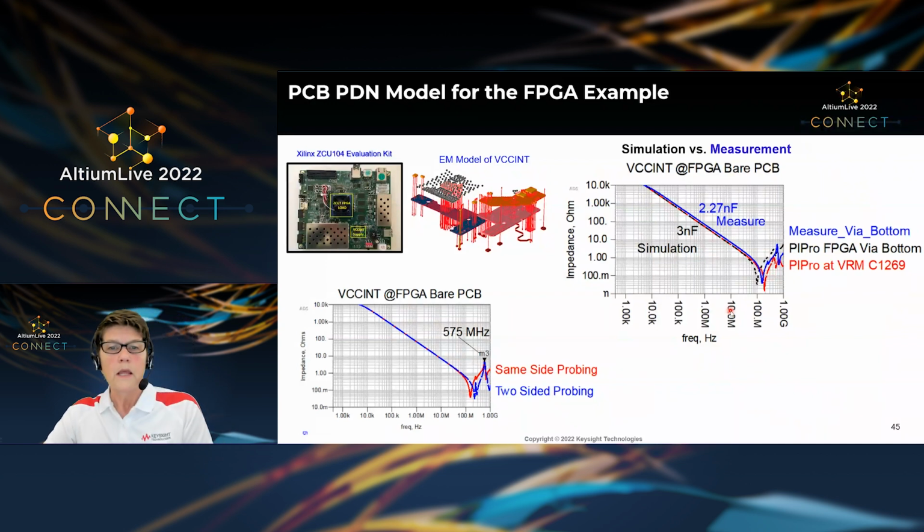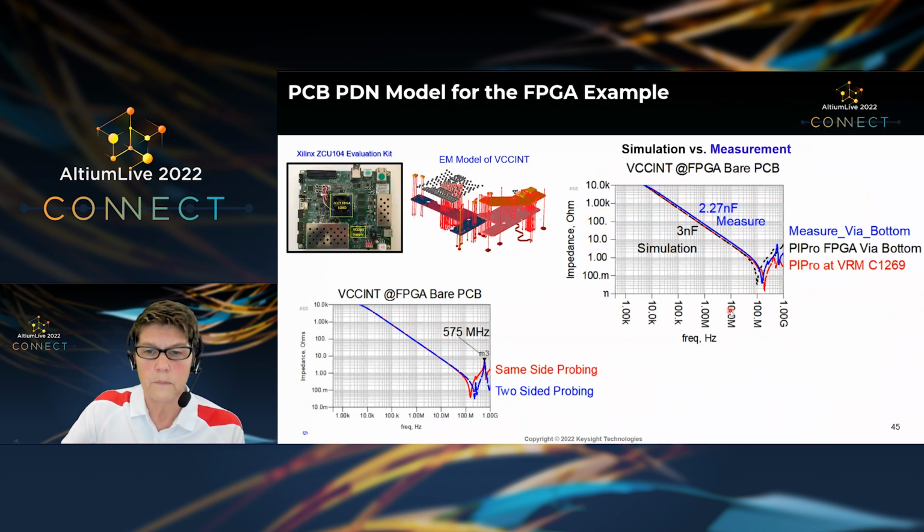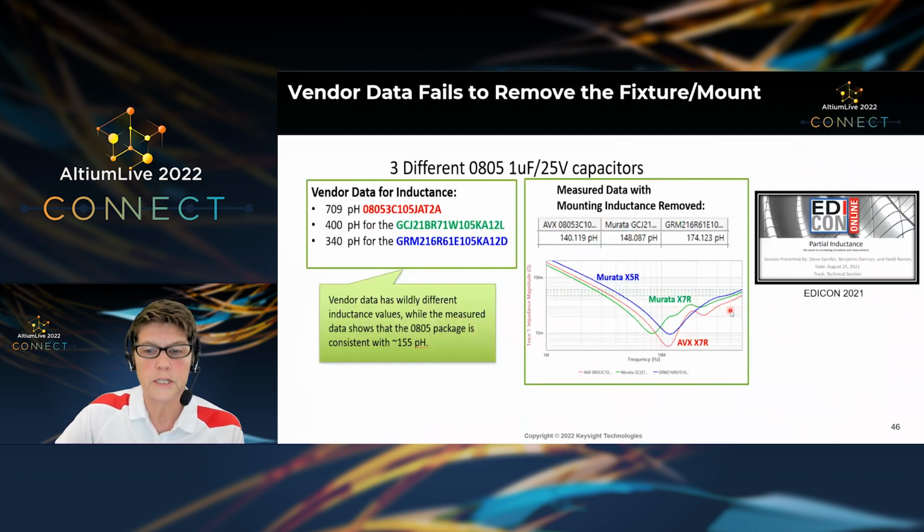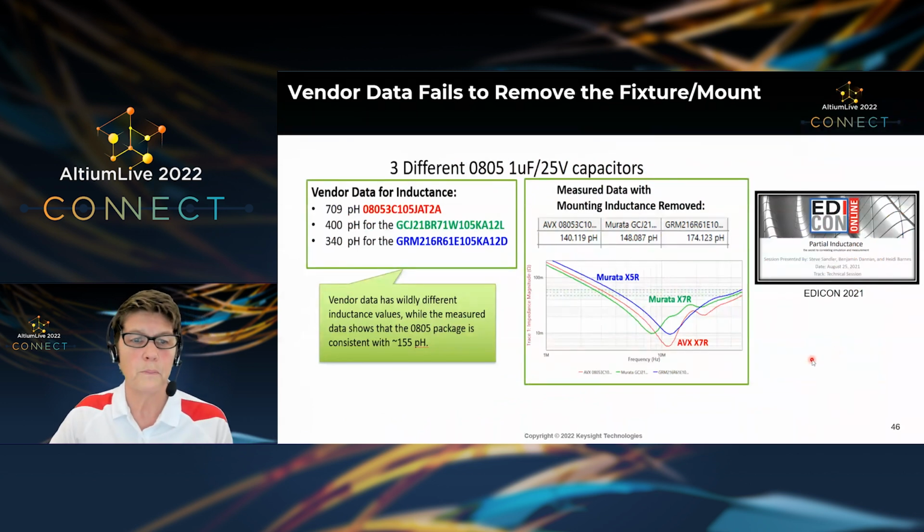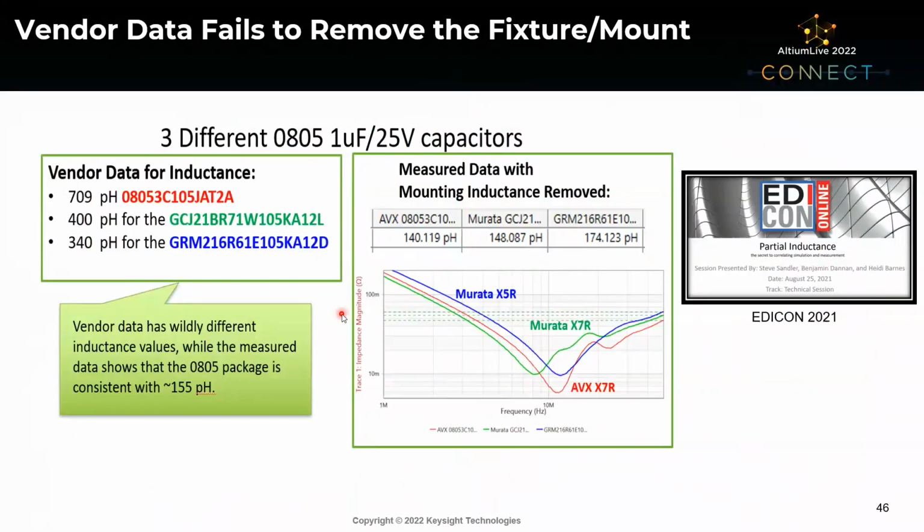So that two-port shunt impedance method is also useful there for measuring the bare board. And one last comment on the capacitor vendor data here. This was a paper, or a presentation, that was done by Ben Dannon and Steve Sandler and myself for EDICon this past year.